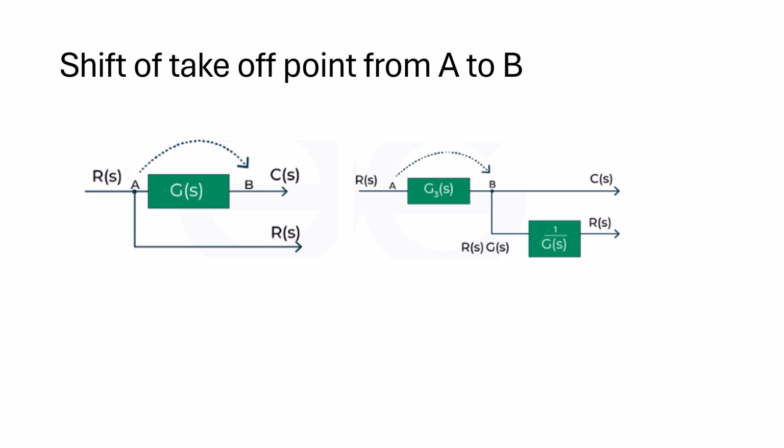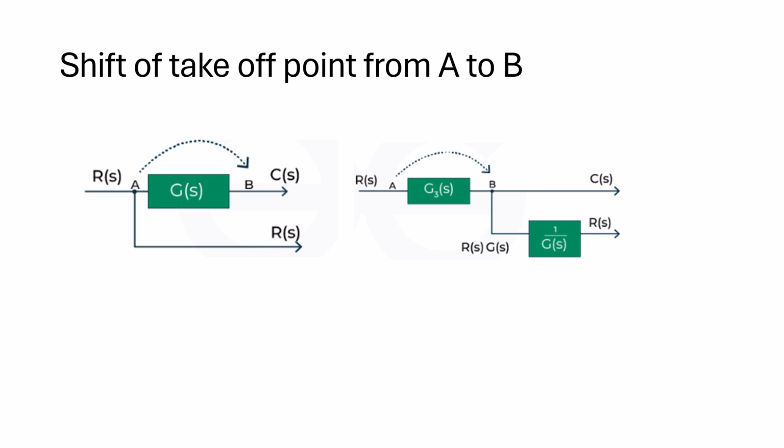Now here, suppose the signal which is passing from A and coming to B is getting multiplied to B(s). If you take this point after this block, here the signal is already G(s). So if you take this point after this block, we have to multiply by 1 by G(s), because here, see the R(s), suppose there is unity gain in this part.